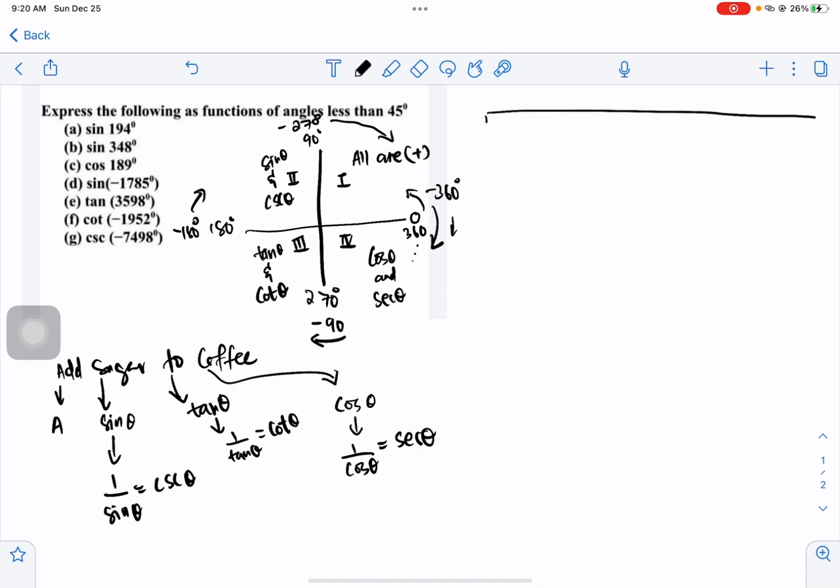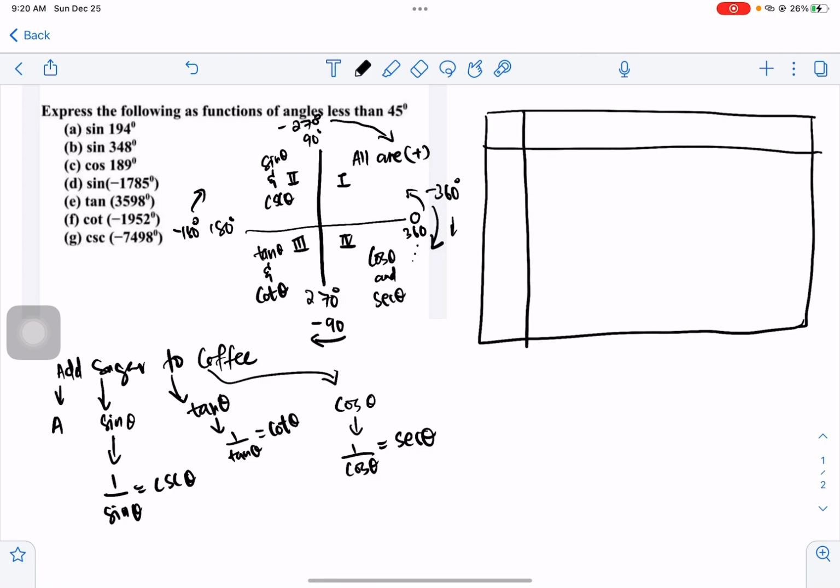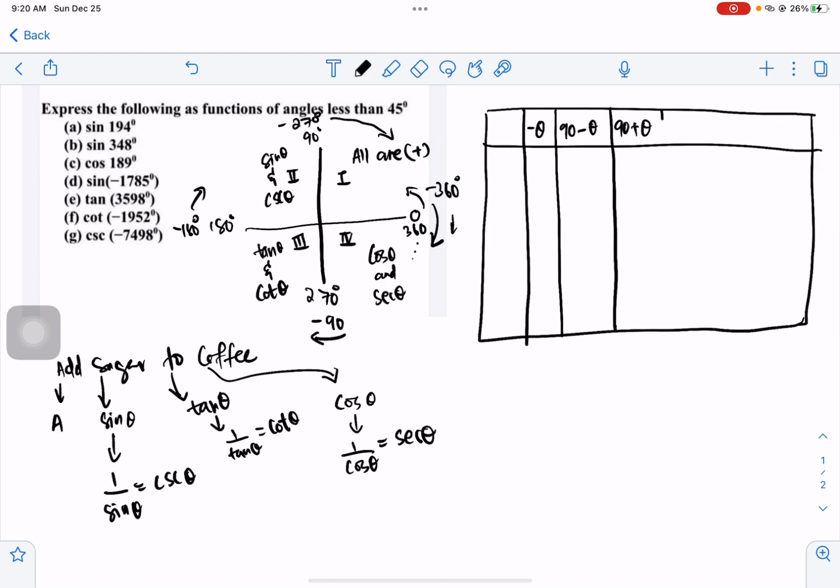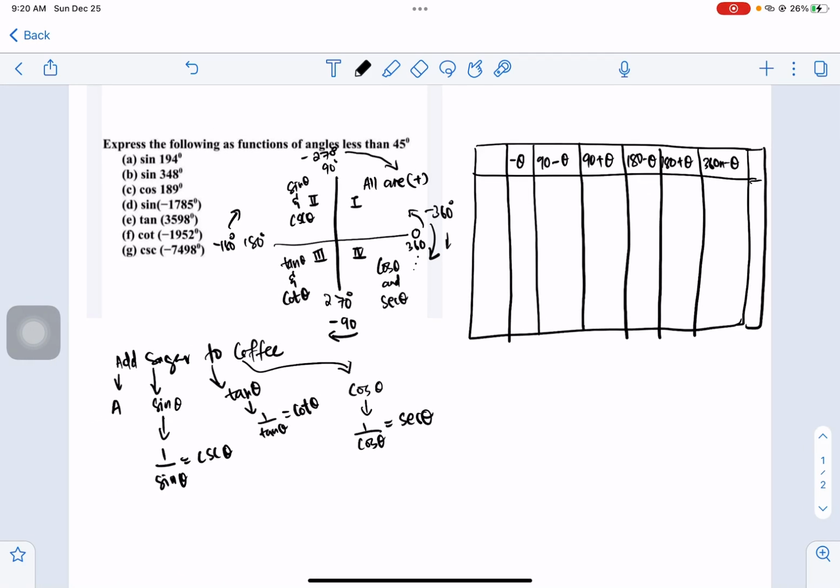Now you have this table. To build up this table, first write down the elite angles. So negative theta. Then next is your 90 minus theta, 90 plus theta, right? Then 180 minus theta, 180 plus theta, and 360n minus theta, and also 360n plus theta. I hope you have understood the pattern. So we are trying to cover all the angles here.